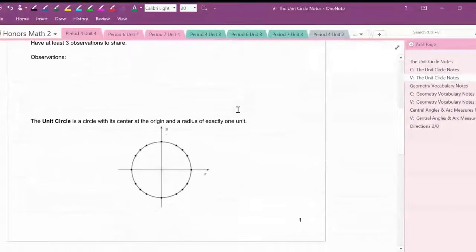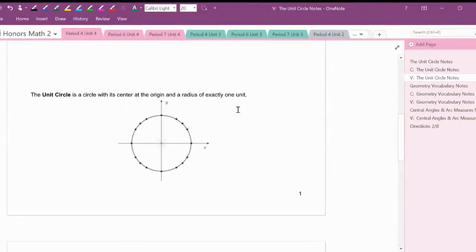So what we're going to look at today is a special circle, and it's called the unit circle. It's a circle whose center is at the origin, and the radius is exactly 1 unit. So we can fill in these ordered pairs pretty quickly. This would be 1, 0. That point. The radius rotates up here.